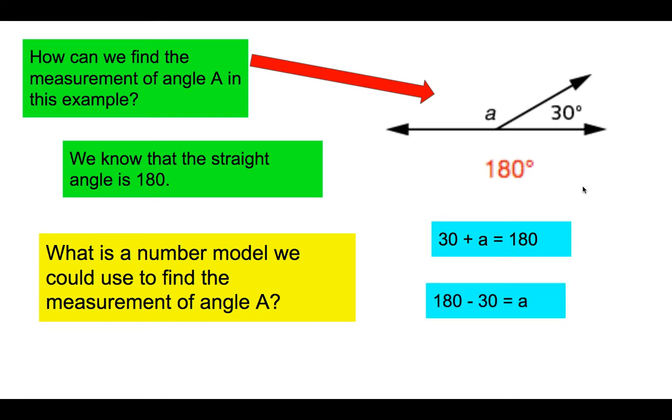Or what we could do is take 180 degrees, which is the full straight angle here, and take away what we know, which is 30 degrees. And if you take away that 30 degrees, what you're left with is this unknown angle A. Well, regardless, the answer here is 150 degrees, right? So A equals 150 degrees, because when you add 150 and 30, you'll get 180. Or if you go 180, take away 30, you're left with 150.